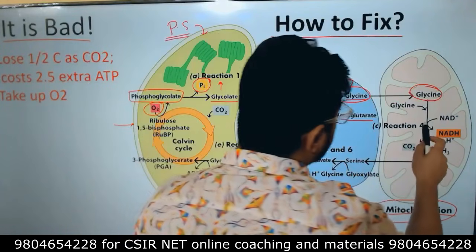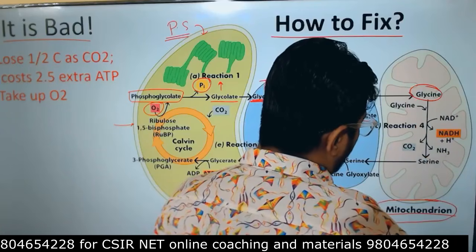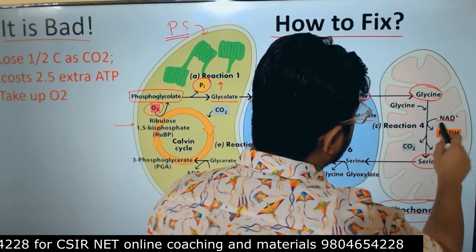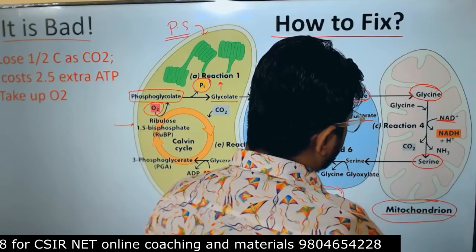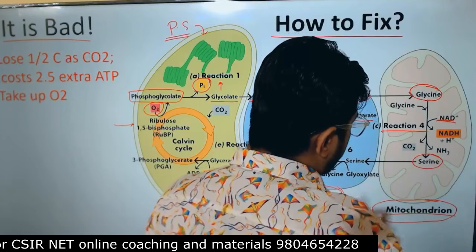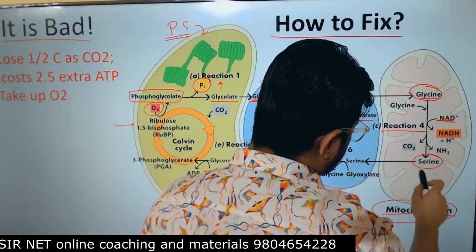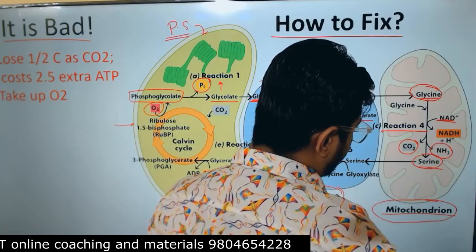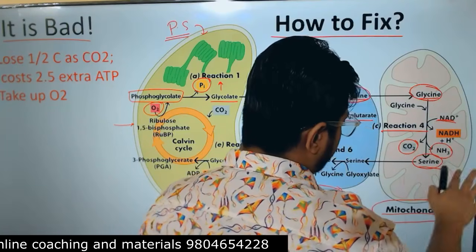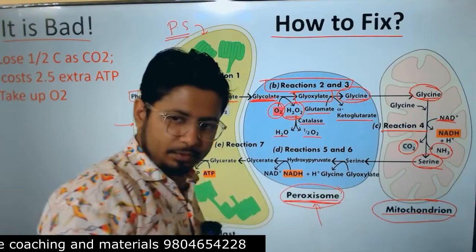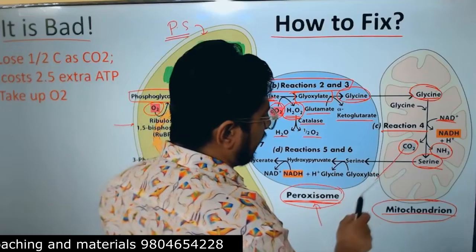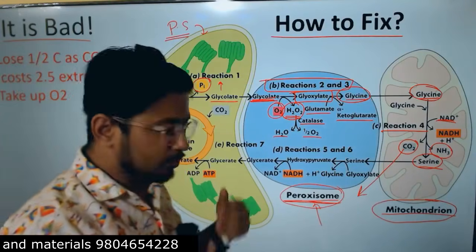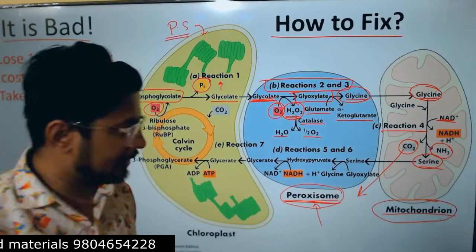The glycine is then oxidized to serine, reducing NAD into NADH. Okay, that is reaction number 4. And in this process of conversion of glycine to serine, CO2 is also produced. Ammonia is also produced. Okay, deamination and production of CO2. The CO2 that is produced is now released. 1 carbon is extra now released. So a 2 carbon loss earlier was there, now 1 carbon is released.